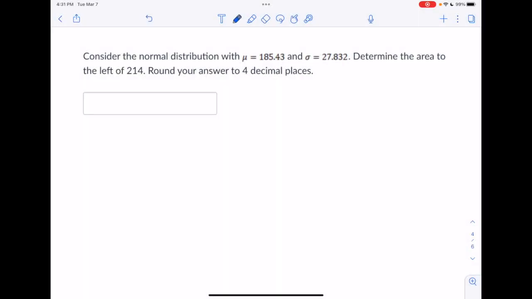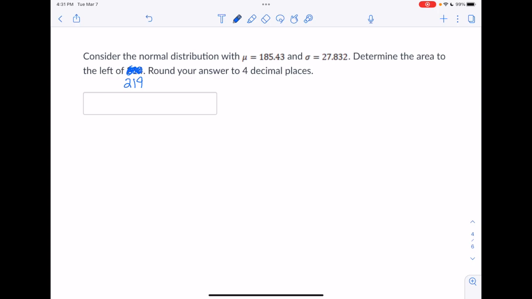This one is from section 6.3. Consider the normal distribution with a mean of 185.43 and a standard deviation of 27.832. Determine the area to the left of 214 and round the answer to 4 decimal places. So first of all, in the interest of giving help but not answers, we'll get rid of that 214 and change it to a 219. So just do a small variation on what they asked us.